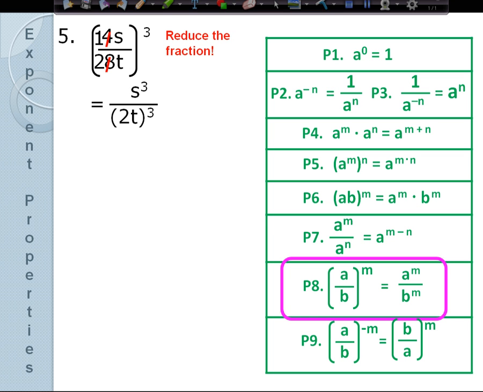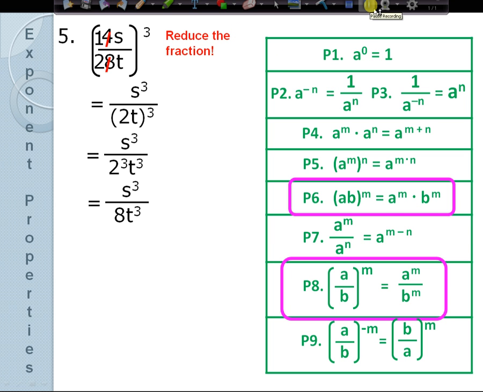So we're going to say s to the 3rd over parentheses 2t to the 3rd. And then we're going to use property number 6, but again, we still have parentheses with the 2t, so both the 2 and the t are both going to get raised to the third power here. So s to the third, 2 to the third, t to the third. And then we can go ahead and change 2 to the third to 8, because that's a decently small number. So we're going to say s to the third over 8t to the third. And that is our final answer for that one. Make sure you have that copied before you move on.